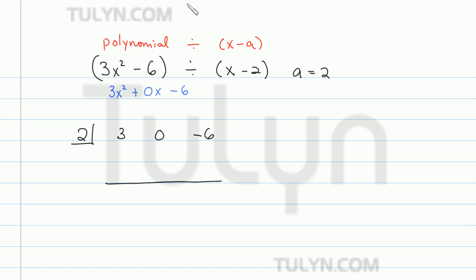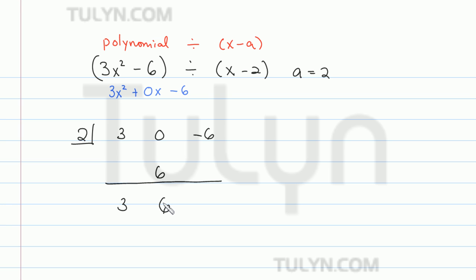So the first step is to bring down the 3, the leading term, basically. And then what we want to do is multiply this value in the box, this a value 2, by 3, and then put the result up here in this slot under the 0. So 2 times 3 is 6, and then we want to add this column, so 0 plus 6 is going to give us 6.